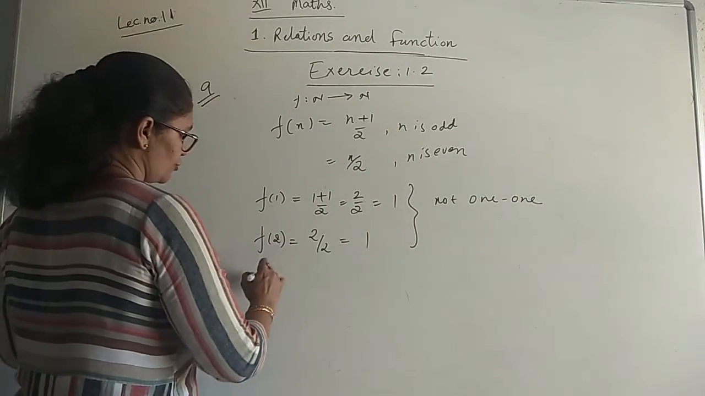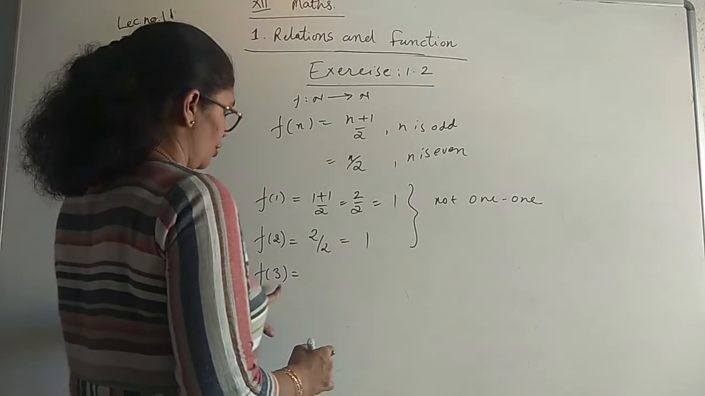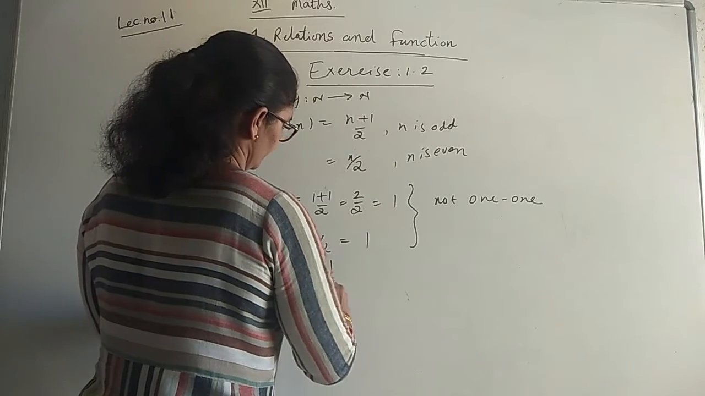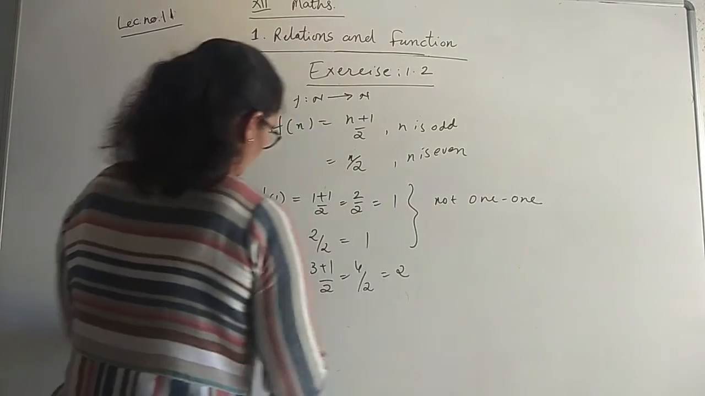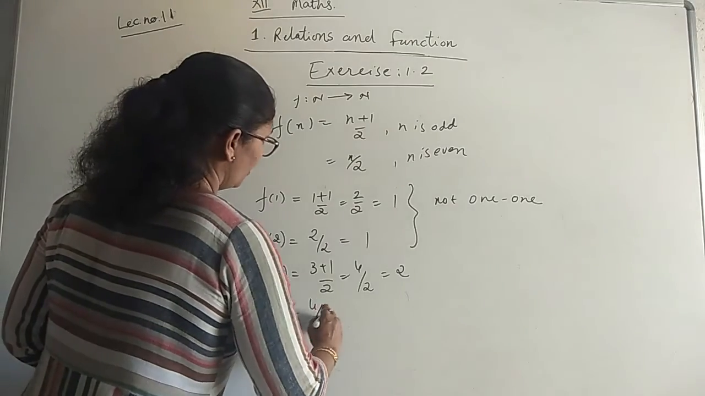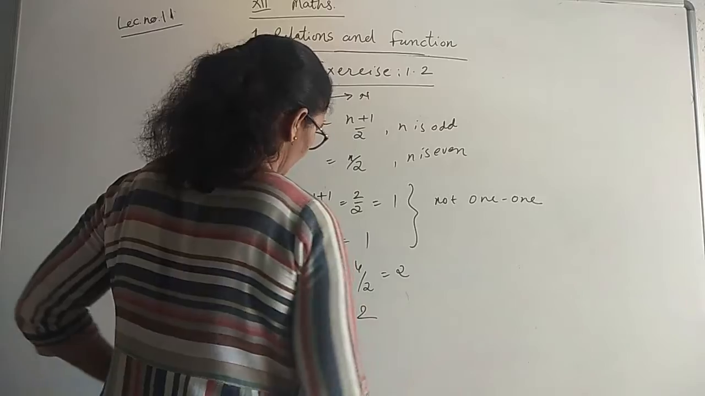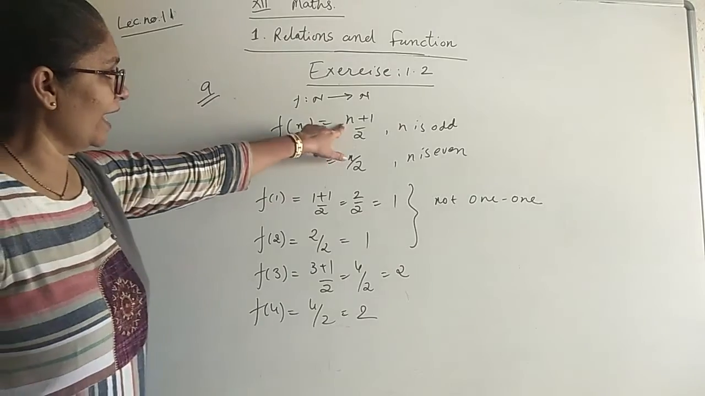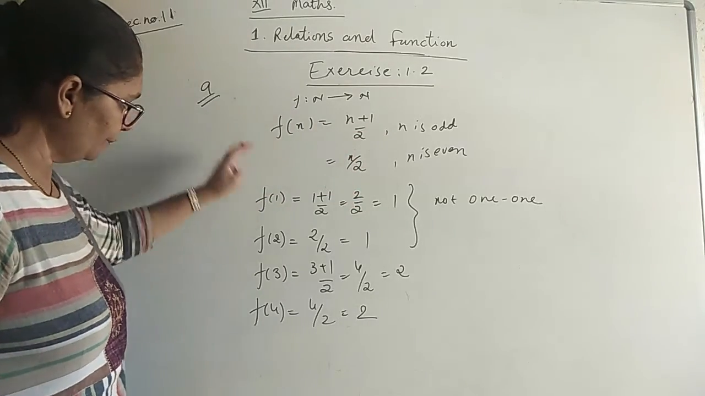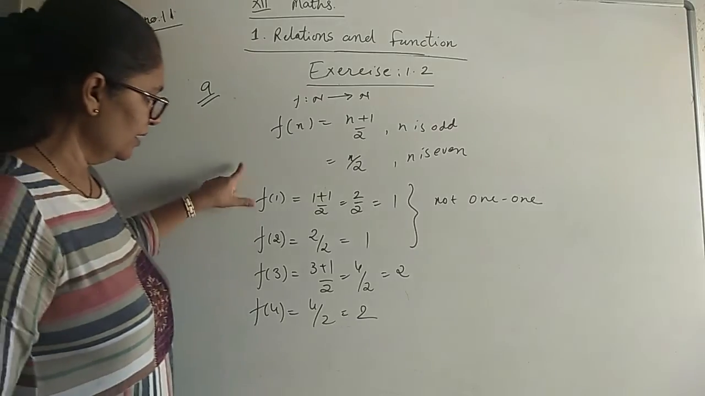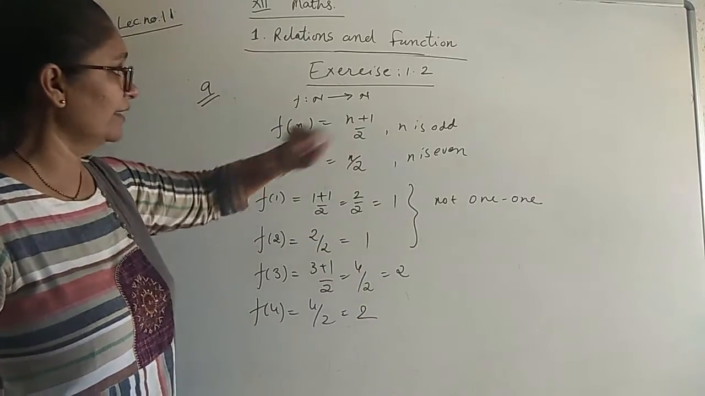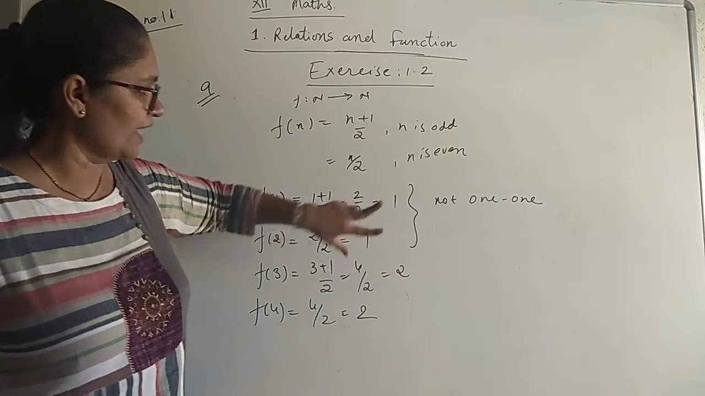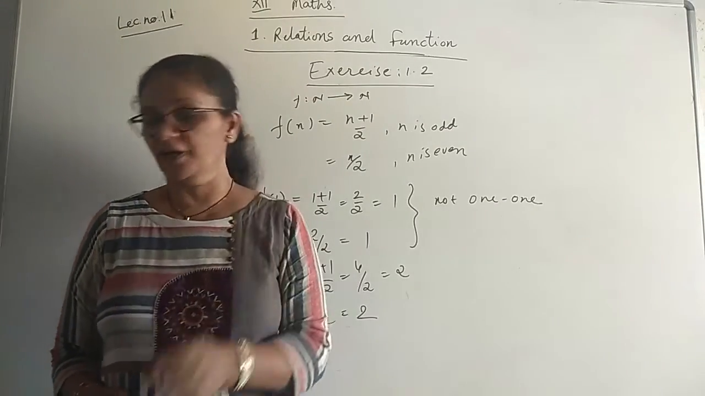Now let's find out the range of it. For that let's start with the third natural number. 3 is an odd number. (3 plus 1) by 2 means 4 by 2, so you get 2. Now let's take 4. Then n by 2 because it is an even number, so 2. So what is the meaning of it? You get all the numbers when you take (n plus 1) by 2 and n by 2. We start with natural numbers only, so here range and codomain are the same. But it is not one-one because we are getting the same answer for 2 different inputs.